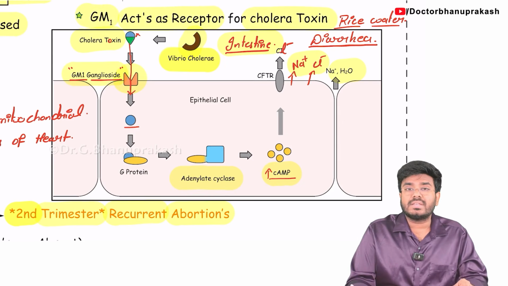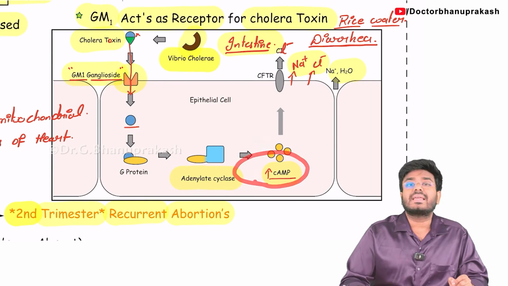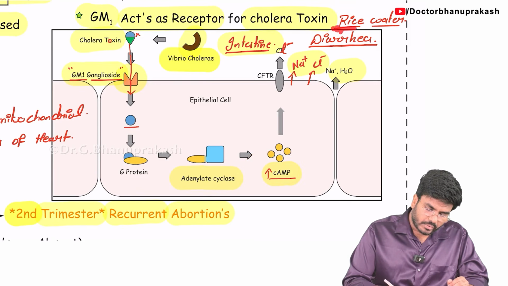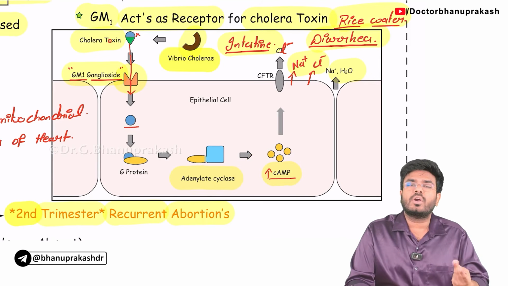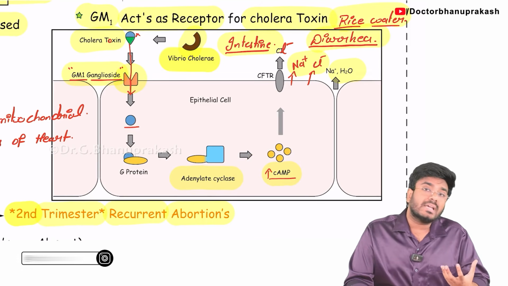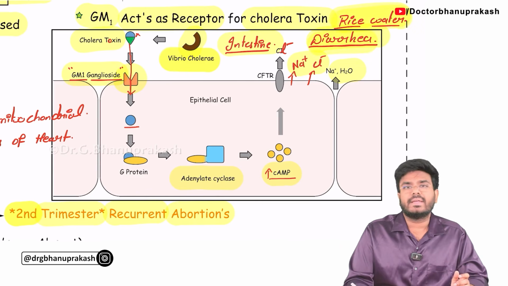Now tell me, cholera toxin acts via which secondary messenger pathway? Cholera toxin acts via the cyclic AMP. What kind of diarrhea is going to be seen? Rice water like. If you wash rice, how is the water going to be? White in color, no? So that's how the diarrhea is going to be, like rice water. That's why it's called rice watery diarrhea.